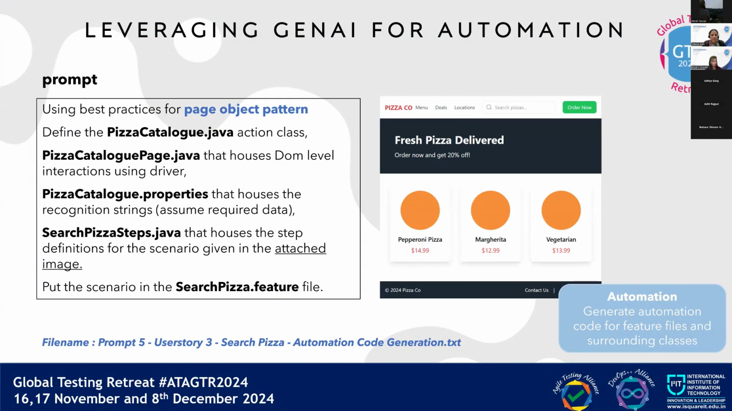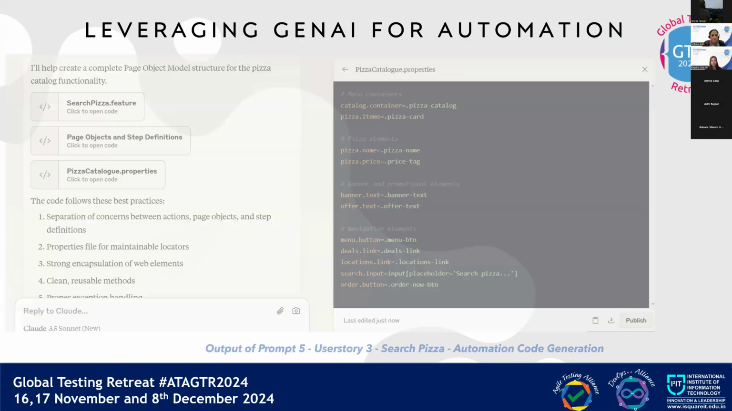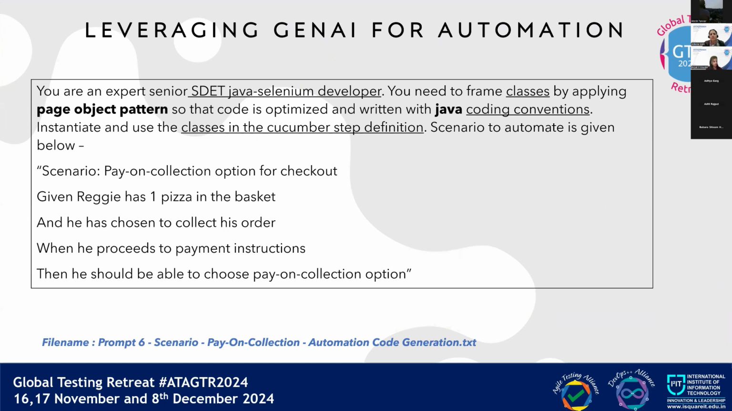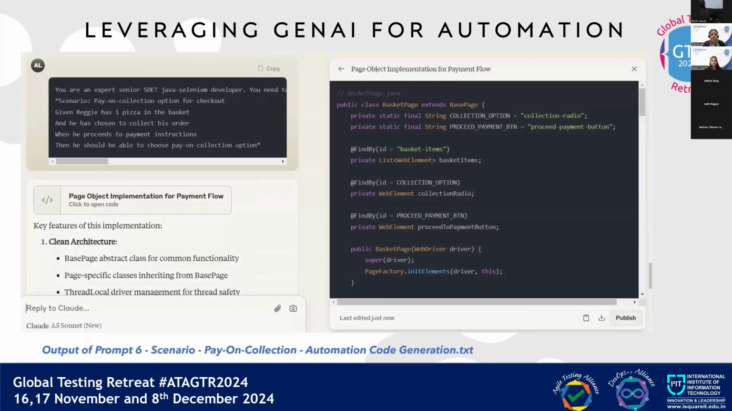All right. And the last one, wherein I'm not identifying the classes, I'm just giving the gherkin scenario as the input. And once you give this input, it still does a good job because the persona is expert senior Java Selenium developer who understands page object pattern and Java coding conventions, instantiates the classes in Cucumber step definition. With that level of detail and the scenario name, you should be able to get here, right? Try that prompt. I'm sure it will generate a proper step definition.